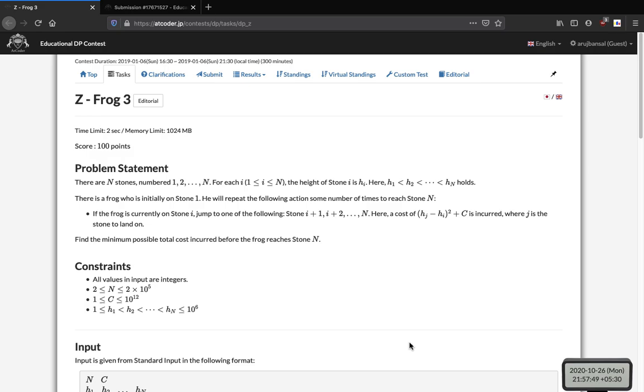In this video, we'll be talking about the Convex Hull Trick, which is basically a dynamic programming optimization. So we're going to be looking at the problem Frog 3 from the AtCoder DP Contest.